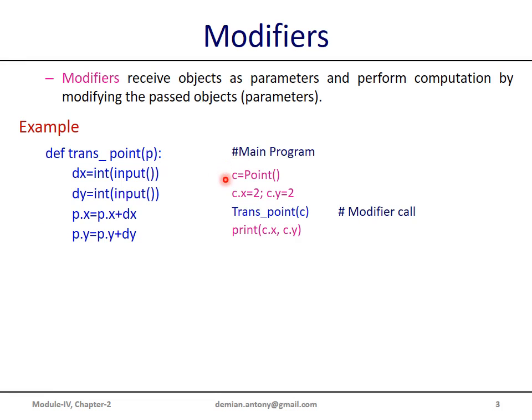This is the main program. We create a point, we initialize values for x and y as 2, and then we make a call to this modifier. This modifier function modifies the values of c dot x and c dot y, and ultimately we receive new values.